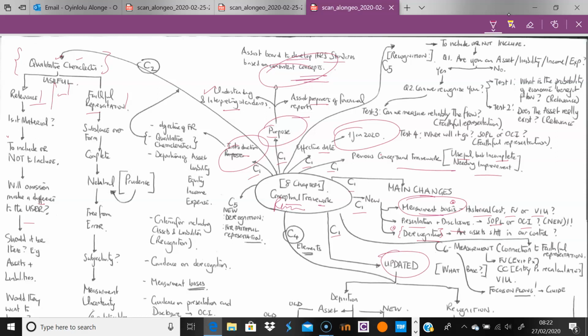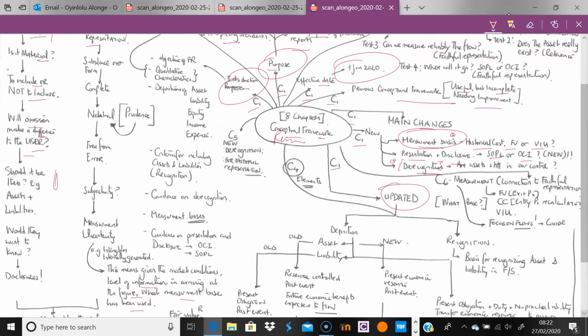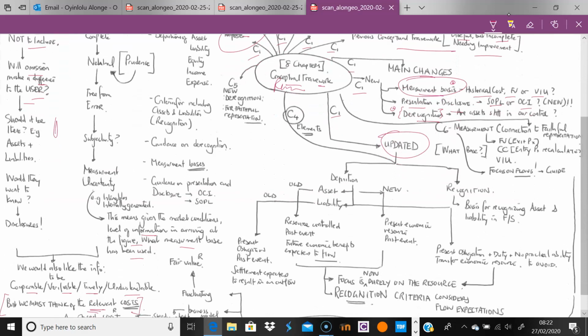What does it mean to be relevant? Relevant means, is it material? To include or not to include? Will omission make a difference to the user? Should it be there? And of course, you can understand why, in terms of assets and liabilities, we put assets there and we put liabilities there, because they are material and they do make sense to put them there. Excluding assets that should be on statements of financial position will mislead the user, in fact. Disclosures. Would the user want to know?